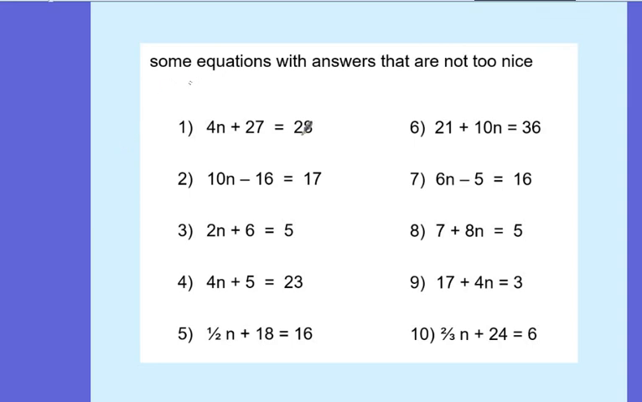Okay, Year 8, here are some trickier examples where the answers might not always be whole numbers. Please pause the video for 10 minutes and have a go at these for me. Notice that half n could just be written as n over 2. 2/3 n, if you get onto this one, could be written as 2n over 3. Pause the video and complete these questions in your light blue books now, please.